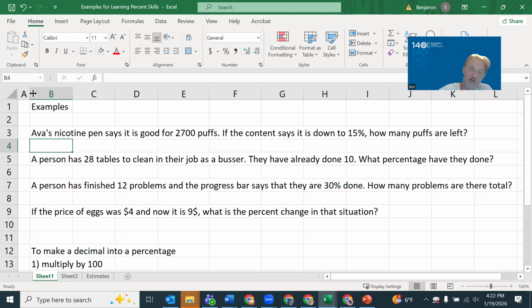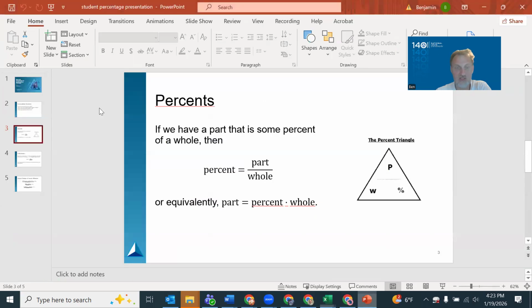All right. So we've got a nicotine pen that says it's good for 2,700 puffs. The content says it's down to 15%. And the question is, how many puffs are left? And so, showing you how to use this little triangle situation, what we have here is a situation where we're interested in finding the part, but we know the whole, 2,700, and we know the percentage, 15%.